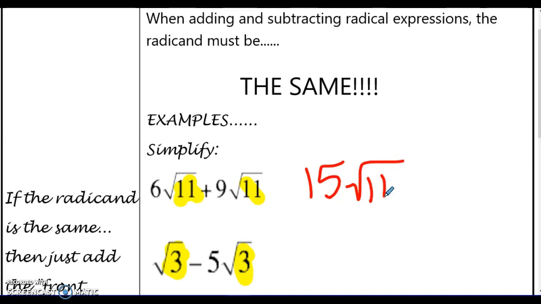Square root of 3 minus 5 square root of 3s. Well, this is 1 square root of 3. So that means I have a negative 4 square root of 3s. Like those square root of 3s don't cancel out. You're not dividing, you're just subtracting. So you have 1 of them, you take away 5 of them, and now you have negative 4 of them.